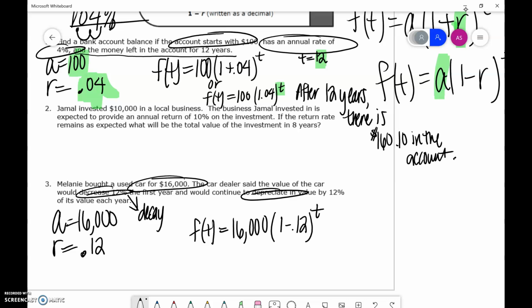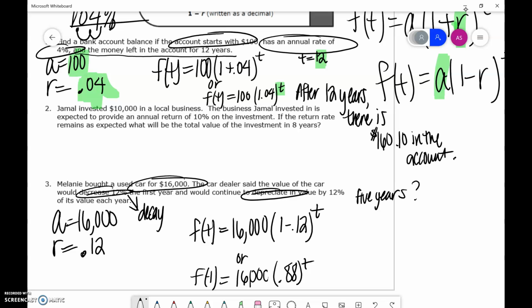Okay, or as I said before, they may actually write out or subtract out that number. So I have 16,000 times 0.88 to the t. Okay, so they didn't put this on here, but let's say they wanted to know the value of the car after 5 years.